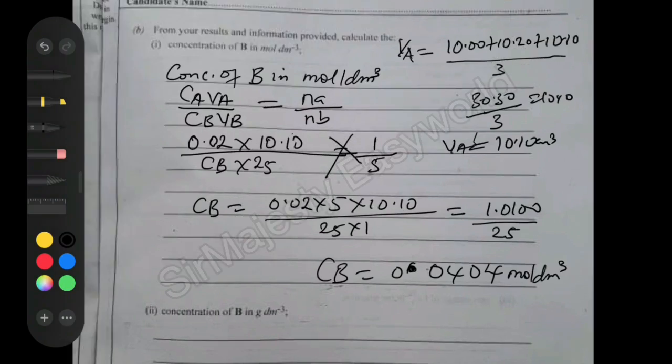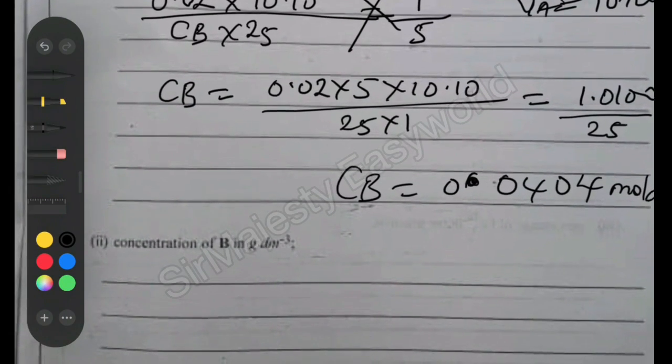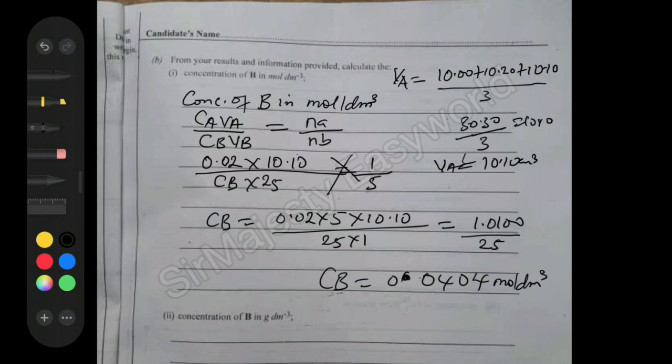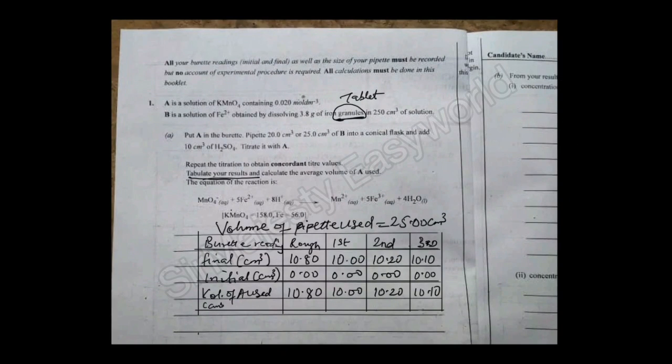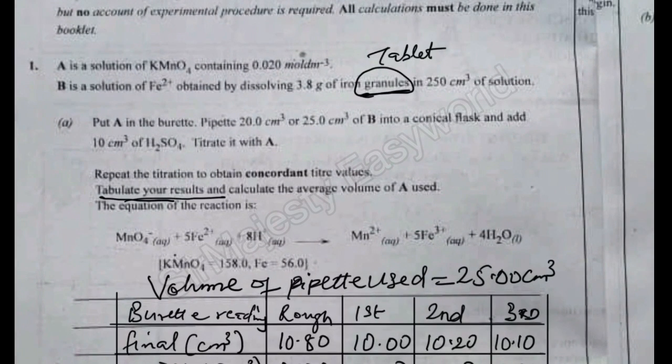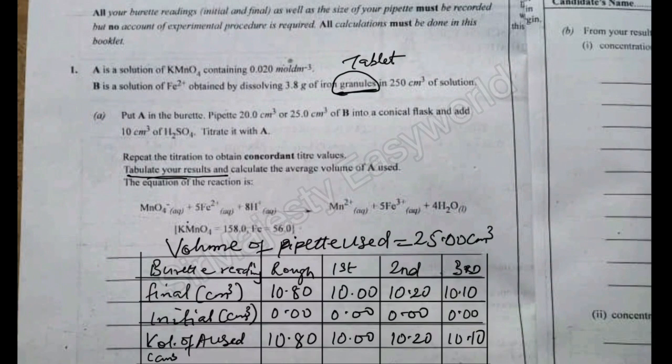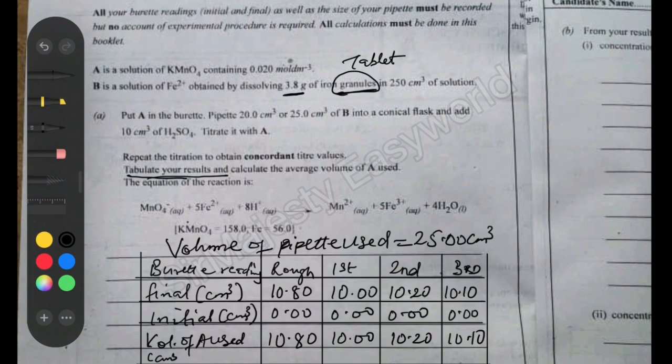The next question says concentration of B in gram per dm cube. I still don't have enough space, but I will manage the space. B in gram per dm cube will require us to revisit what they said about B. I can't recall, so permit me. So they told us that B is actually 3.8 gram of the iron in 250. And they are looking for B in gram per dm cube. So remember, we cannot use the formula which says that mole per dm cube is equal to gram per dm cube all over gram per mole. Reason is because they said granules.